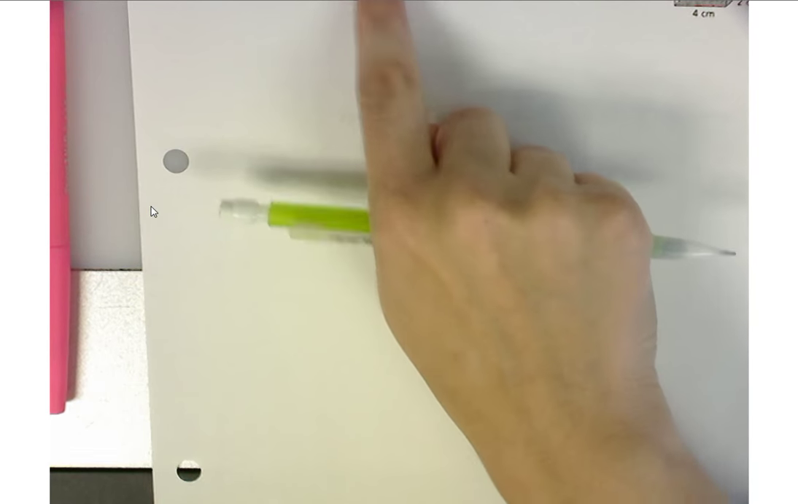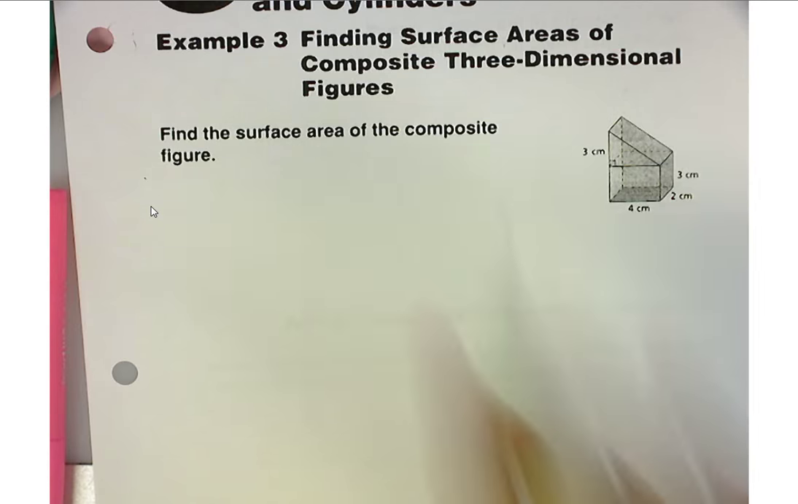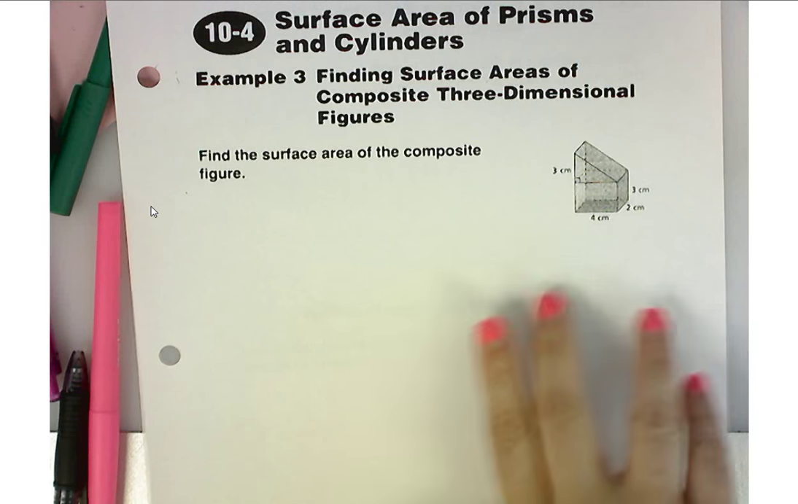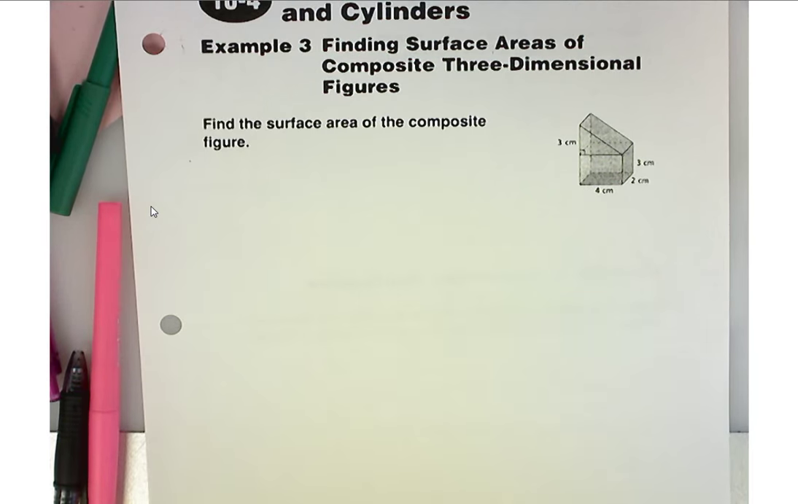So our second day of 10.4 is going to include finding the surface area of prisms and cylinders. And the first thing we're going to do is find the surface area of the composite figure. So we've actually found the area of composite figures in 2 dimensions, and now we are going to apply that to 3 dimensions.